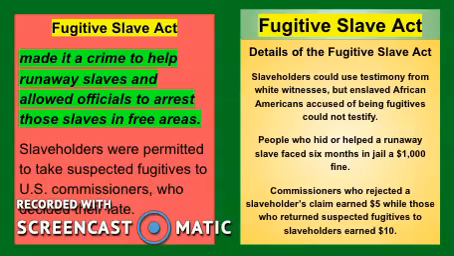And you know what? They faced 6 months in jail and a $1,000 fine. Commissioners who rejected a slaveholder's claim earned $5, while those who returned suspected fugitives to slaveholders, they earned $10. Clearly, the commissioners benefited from helping slaveholders.